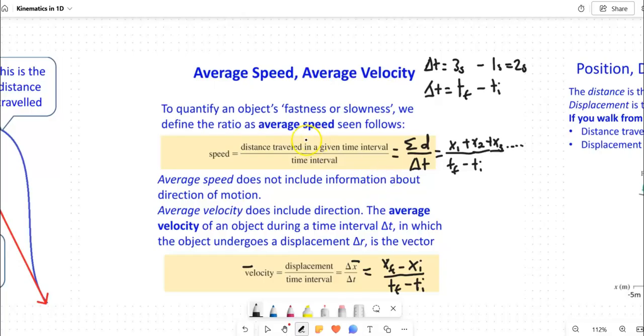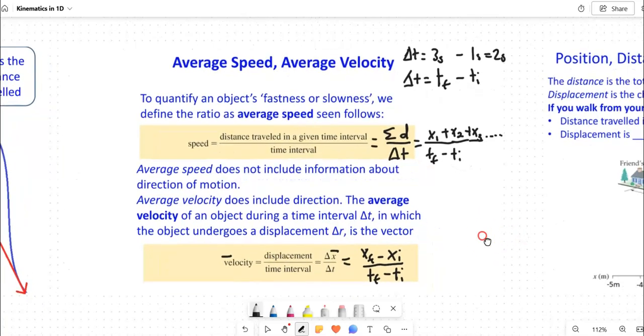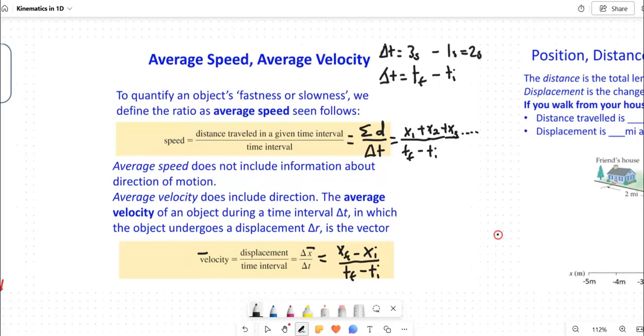Okay, and it is possible for speed and velocity to be the same number, but they are fundamentally different concepts, because speed is based off of distance traveled and velocity is based off of displacement. Okay, so let's try to apply what we just learned.